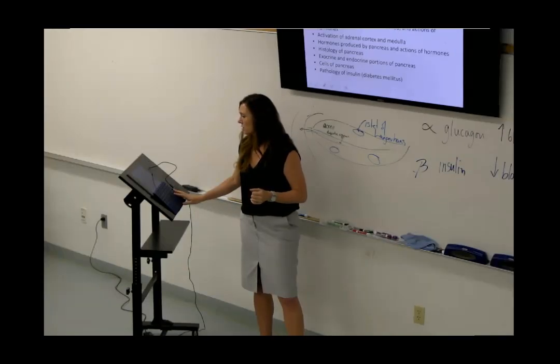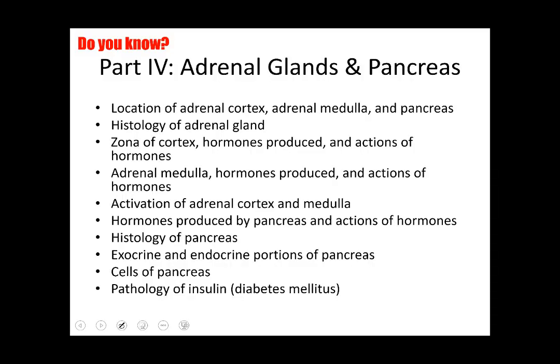Here's our recap. The adrenal glands: we did the recap for that. The cortex and medulla sit on top of the kidneys. The cortex has the zones; the medulla is the extension of the sympathetic nervous system. The pancreas makes insulin or glucagon. It's the yin and yang as far as blood glucose. The exocrine portion of the pancreas is the acini, secreting digestive enzymes, where the islets of Langerhans are the endocrine portion.